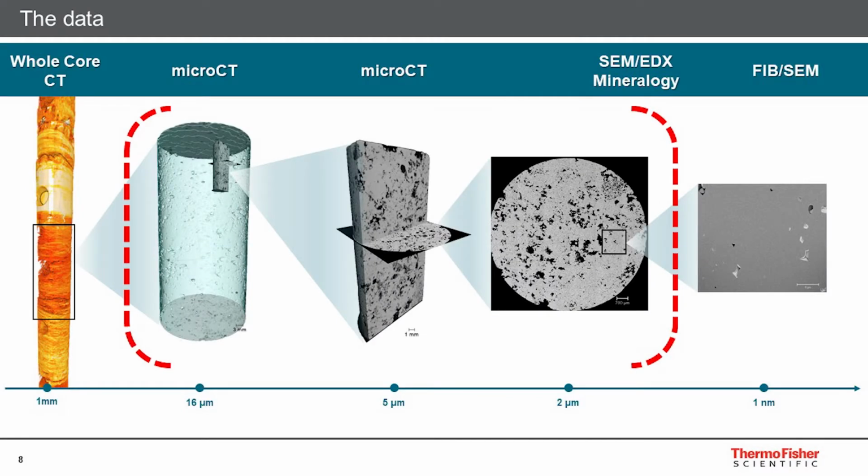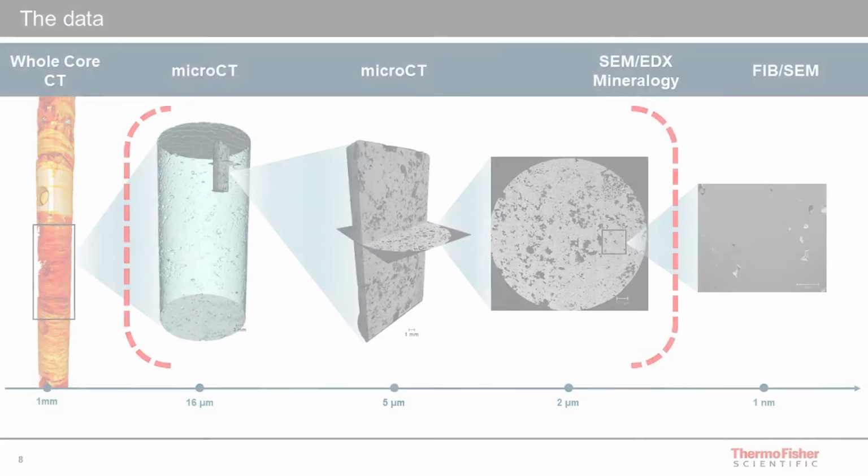Looking at this full multiscale picture, we will focus here on the three primary modalities: one acquisition of the plug with a 16 micron resolution micro CT scan, one acquisition of a subplug with a 5 micron resolution micro CT scan, and one acquisition of a thin section with an SEM at 2 microns.